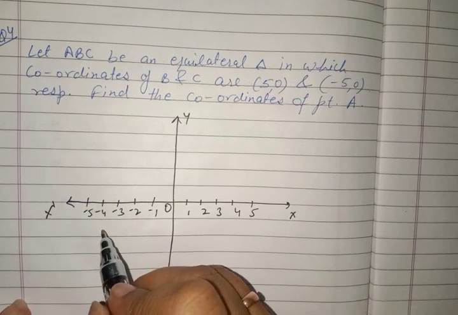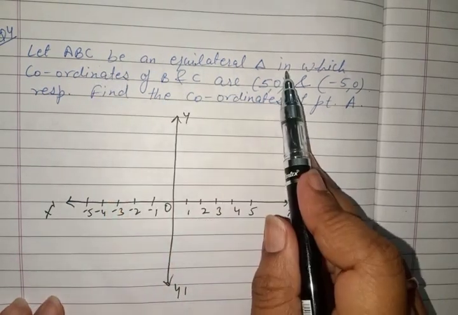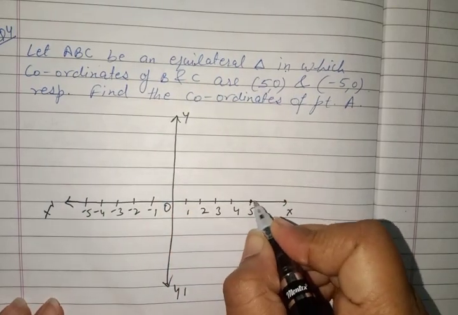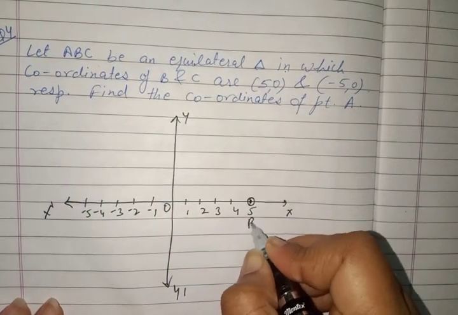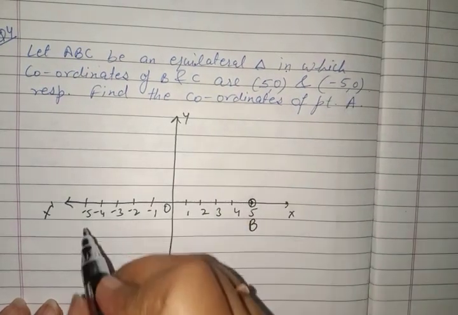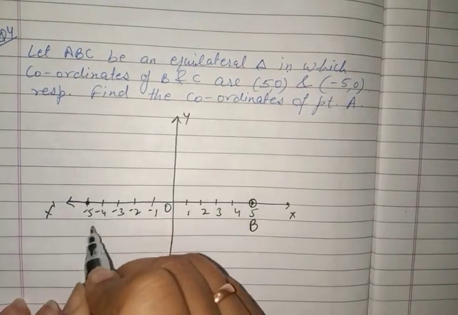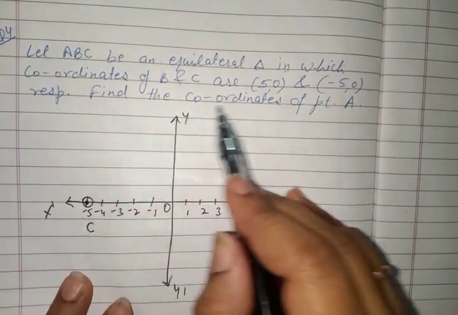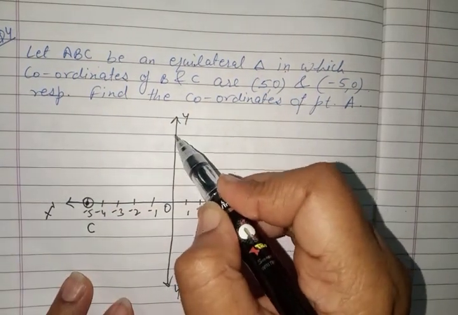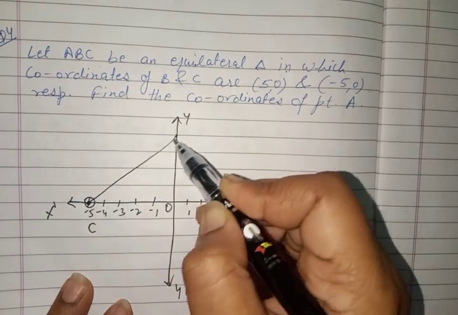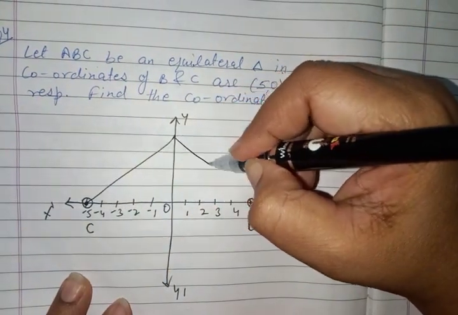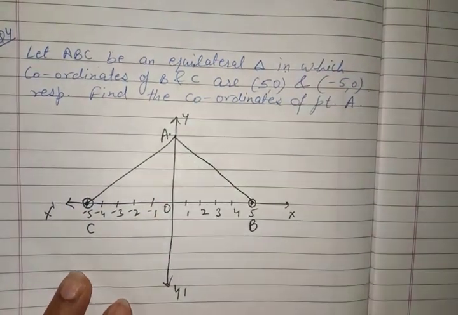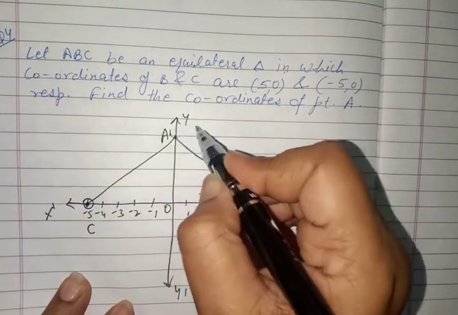This is an equilateral triangle. ABC is an equilateral triangle in which coordinates of B is 5, 0. So this is 5, 0. This is our B, and C is minus 5 comma 0. This is our C. And find the coordinates of A. We don't know the coordinates of A, so we will join it like this and name this point as A. Now we need to find the coordinates of this A point.